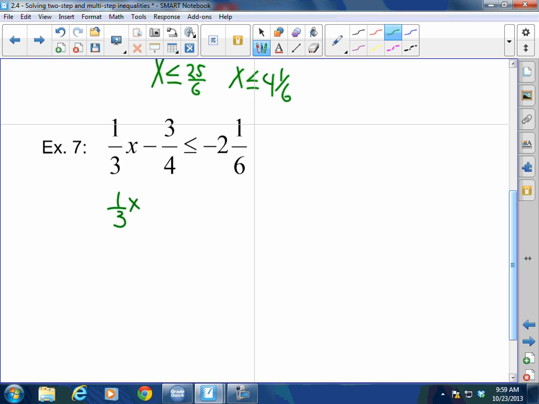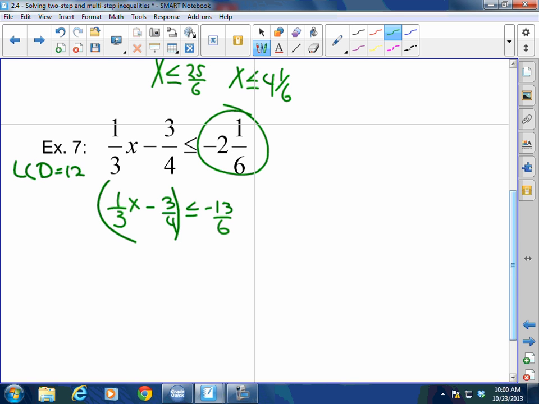1/3 x minus 3/4 less than or equal to, first convert this into an improper fraction, which is negative 13/6. What's the LCD here? The LCD is 12. So I'm going to multiply every single thing here by 12. What's 12 times 1, divided by 3? So that's 4x. What's 12 times negative 3? Negative 36 divided by 4? It's negative 9.